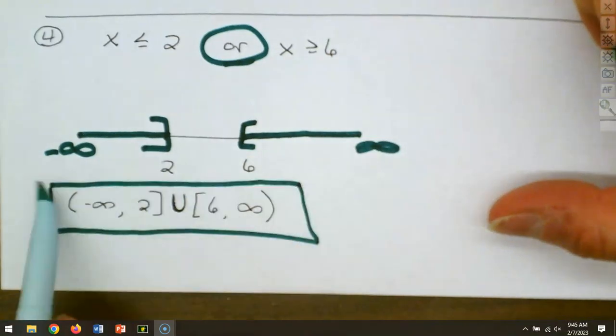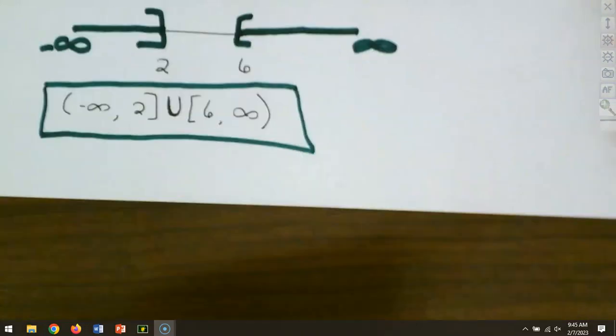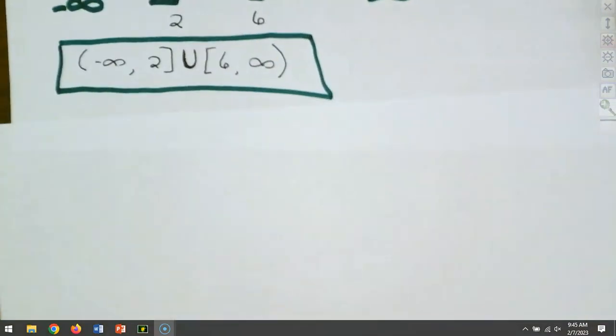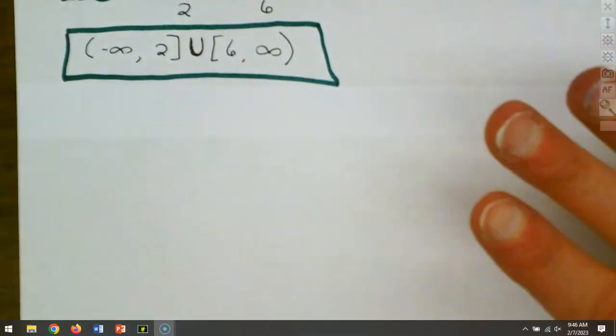So because this is an OR, we put the pieces together. We use a U for union. Does that make sense on that? Okay. So we'll now look at question 7, and then we can add more if we need to. We've got plenty of time to work out as many of these as we need to.